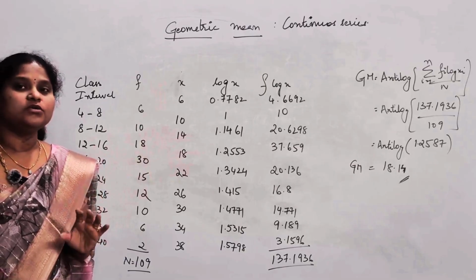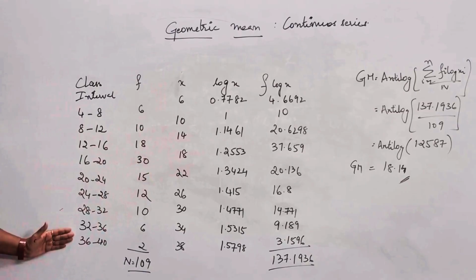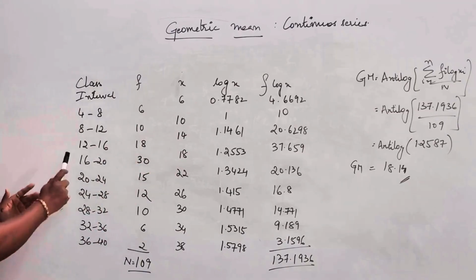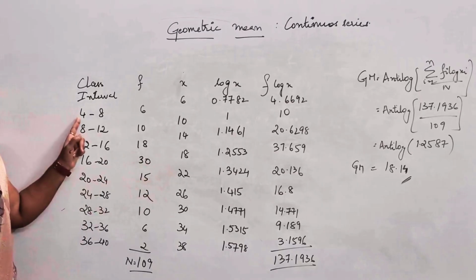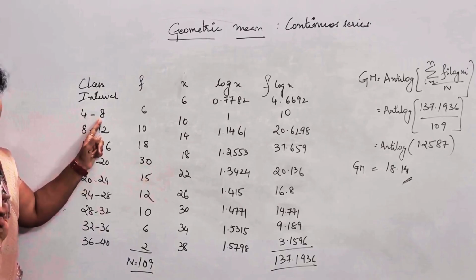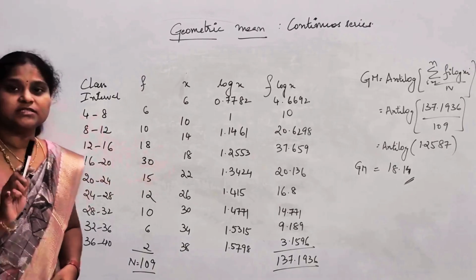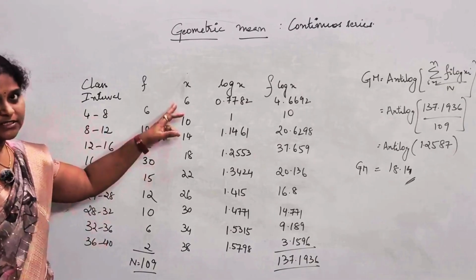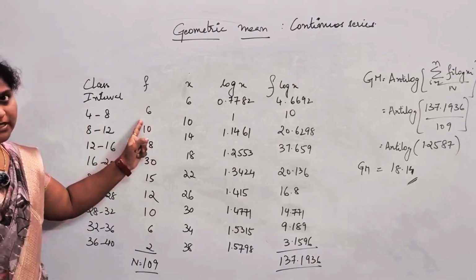Now let us consider the data of class intervals for continuous series. We have to find out the geometric mean. We have totally been given 9 class intervals. These class intervals need to be converted into midpoints in terms of x. Lower interval plus upper interval divided by 2 will give us the midpoints. That is 4 plus 8 by 2, that is 12 by 2, midpoint is 6. So we find all the midpoints. We have the respective frequencies.